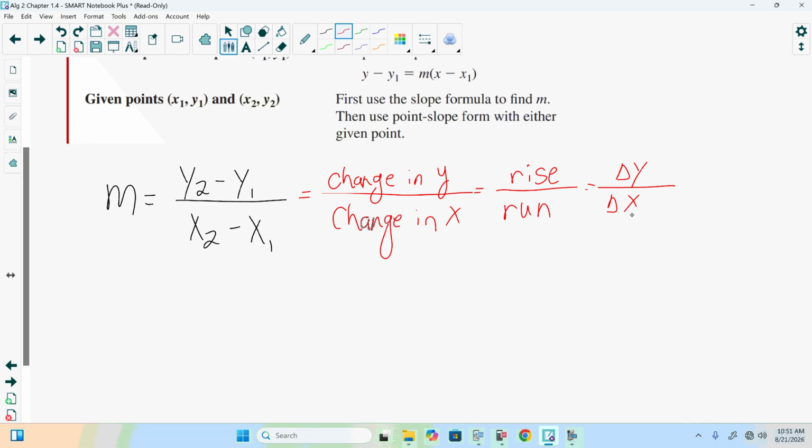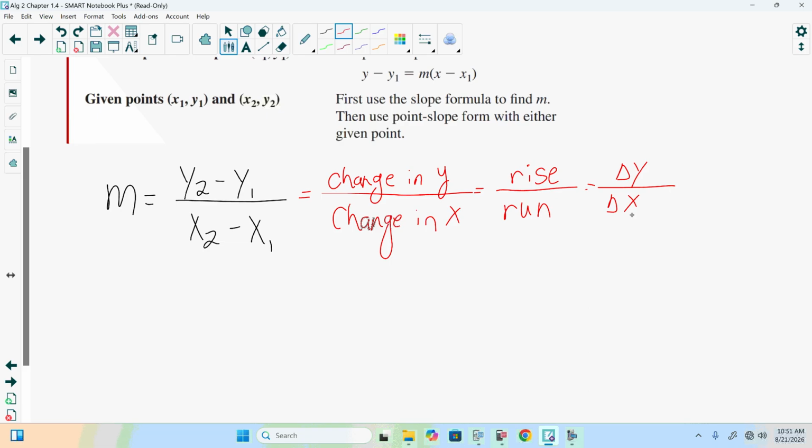Is there any difference in the 4 things I just wrote? No, they're all the exact same thing. It's just different ways to see it, different ways to phrase it. Because if the rise over run is something nice, we can count up and over. Rise over run, change in y over change in x. Because if we're given 2 points, we're going to find the slope and then use point-slope form. That's the best way I would say to do it.